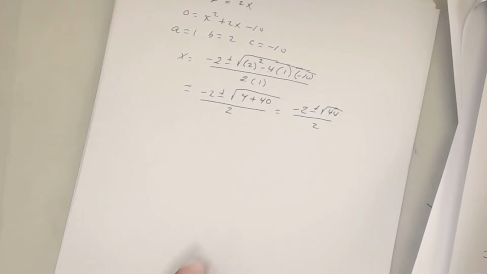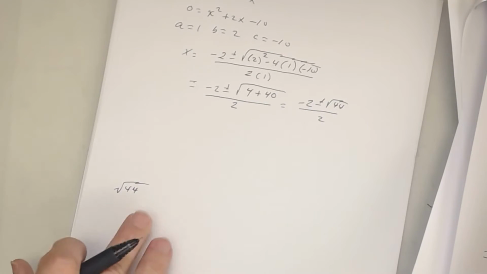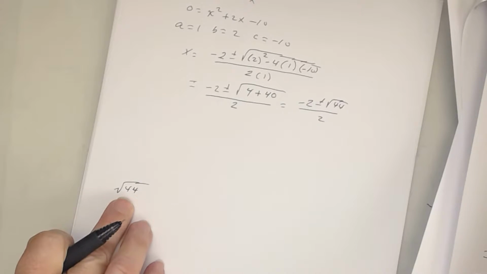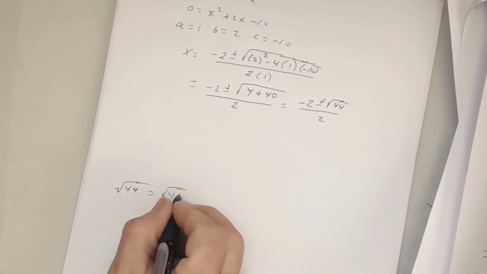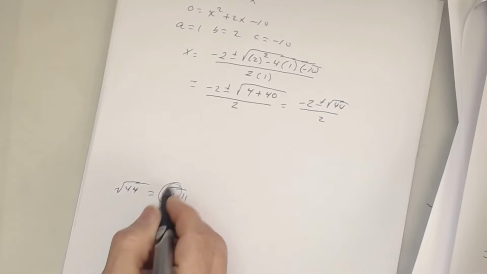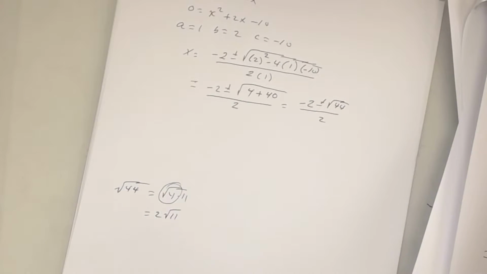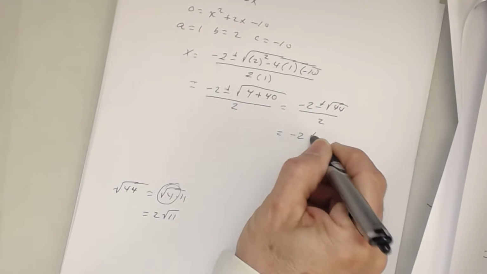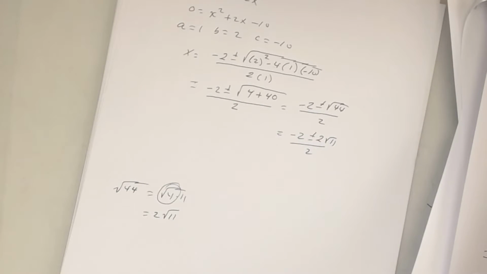So what I would do is I'd just go off to the side somewhere and figure out how to simplify the square root of 44. What perfect square goes into 44? 22 is not a perfect square. 4. So that's 4 times what? 11. And what's the square root of 4? 2. So that's 2 what? 11. Square root 11. So I'm going to rewrite the square root of 44 as this. All right, so that's where I'm at. Okay?